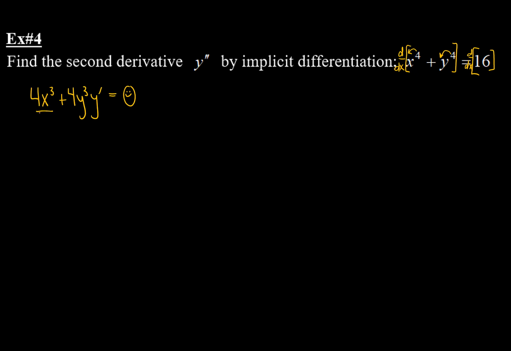Next thing I'm going to do is this one's going to go over to the right, and this guy's going to stay here on the left. So I'm going to have 4y cubed y prime equals negative 4x cubed. And then I'm going to divide both sides by 4y cubed so I can solve for y prime. And then my 4's cancel.